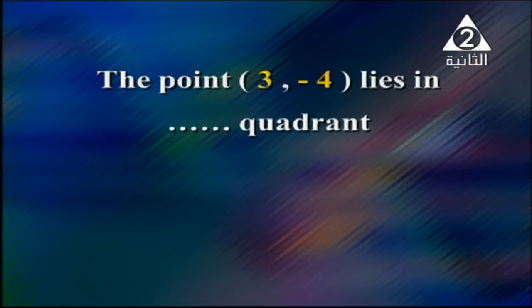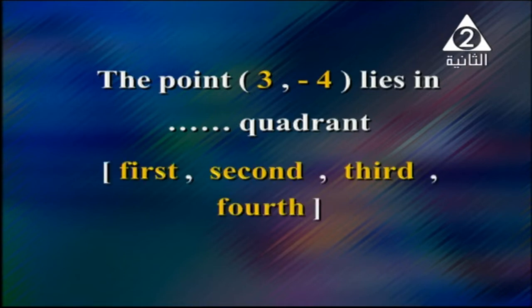The point (3, -4) lies in which quadrant? Is it the first, second, third, or fourth? First of all, you are going to notice that x is a positive number and y is a negative number. So in this case, we can say that this point lies in the fourth quadrant.